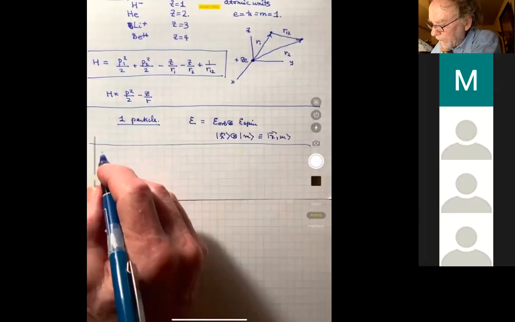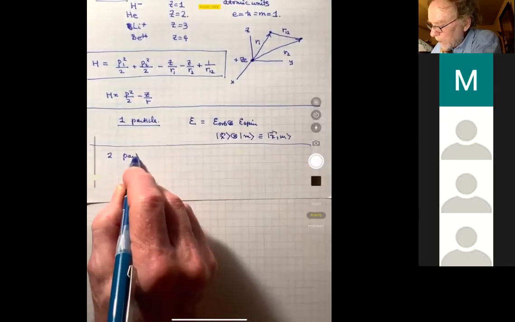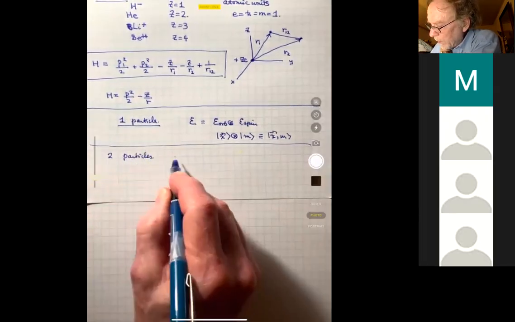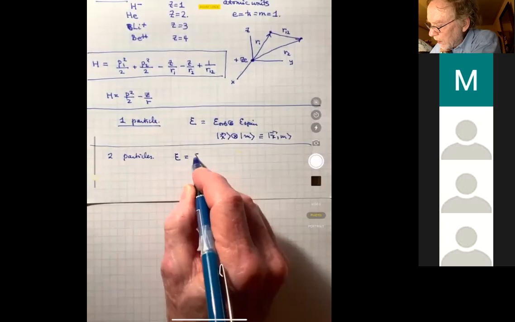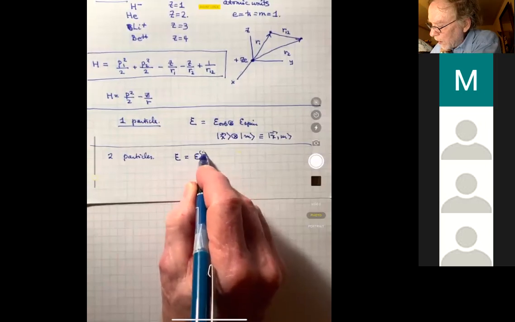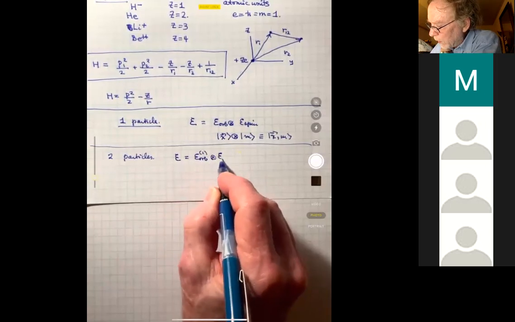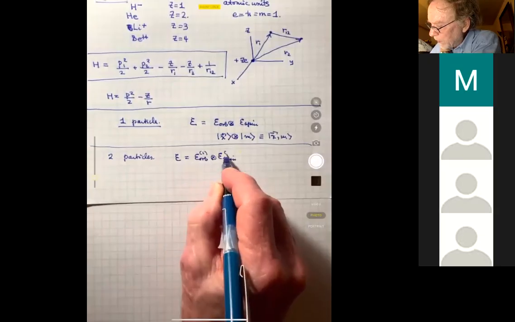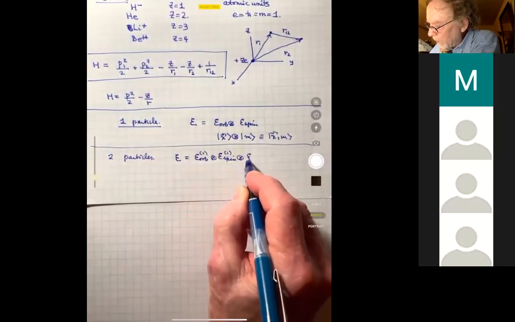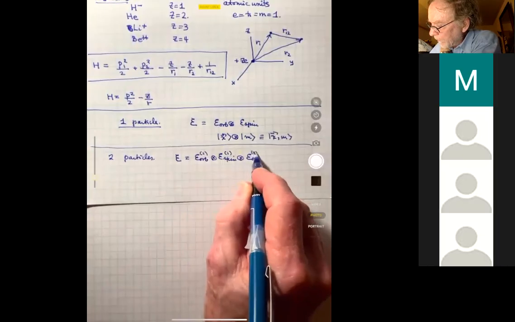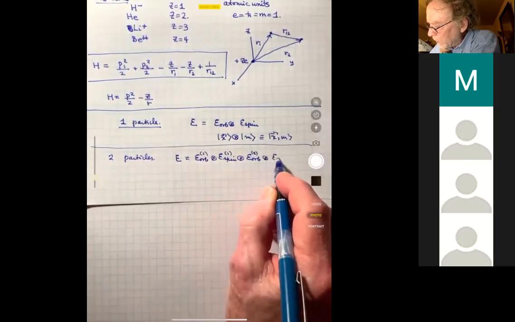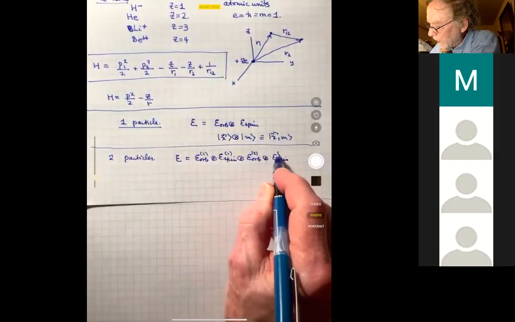That's simple enough. Now let's do the similar thing for 2 particles. In this case, the total Hilbert space is the orbital space for particle 1 times the spin space for particle 1. It's tedious to write this out. Times the orbital space for particle 2 times the spin space for particle 2, a product of 4 spaces like this.